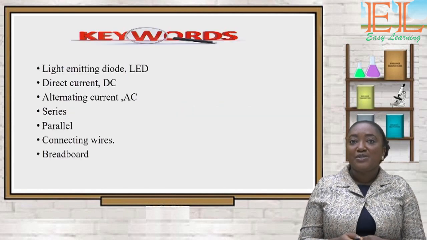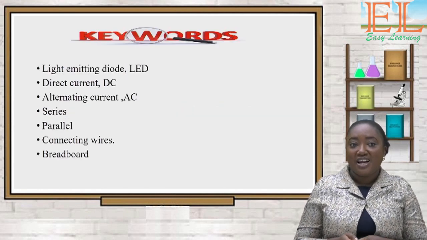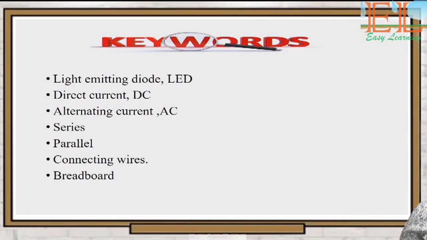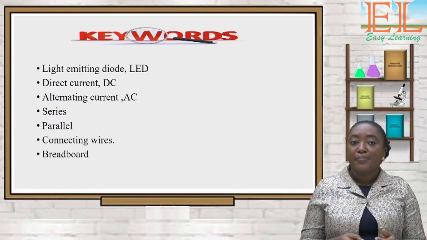Some of the key words we will encounter in our lesson today are light emitting diode or LEDs, direct current or DC, alternating current or AC, series arrangement. Now when we talk about series arrangements of components in a circuit, it is when we put components end to end on a circuit. We connect from the positive side to the negative side.